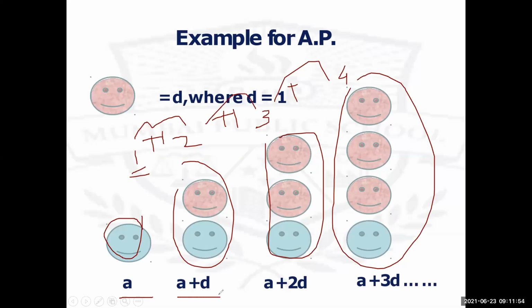Second term, we get by adding the difference to the first term. Understand, A is your first term. Then again, this A plus D, you are adding the difference. So you get A plus 2D. Again, for A plus 2D, you are adding the difference, you'll get A plus 3D.